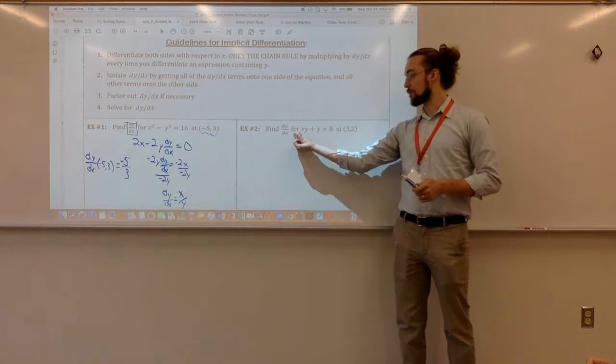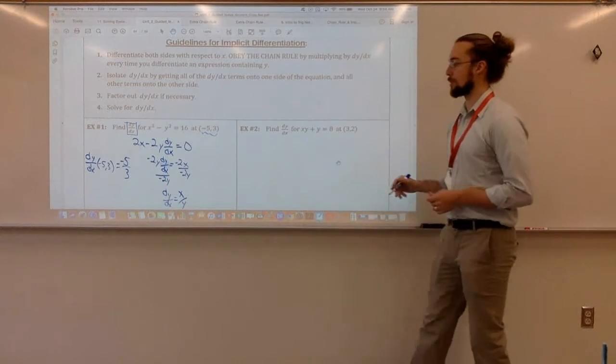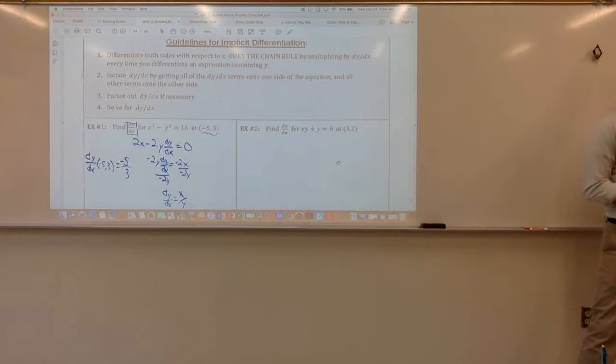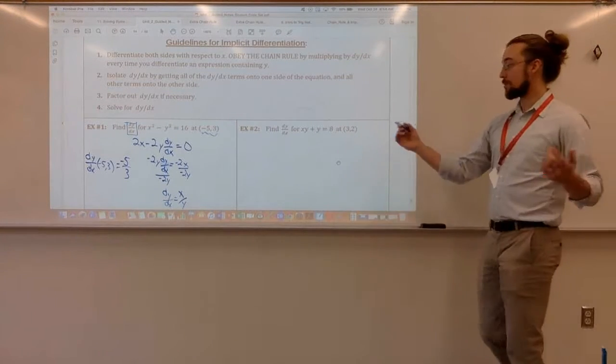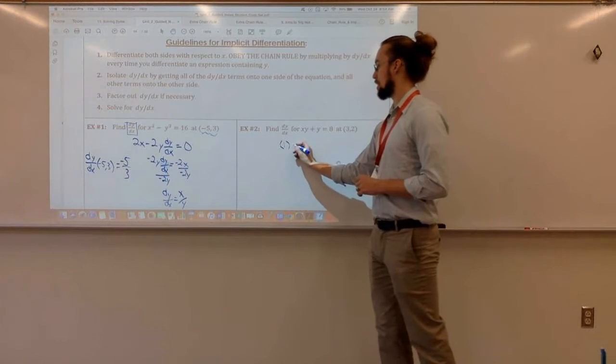And these are two different things being multiplied together. So how would I do that? How would I use product rule to take the derivative of x times y? Yeah, so the derivative of the first would just be 1 times the second, which is y.